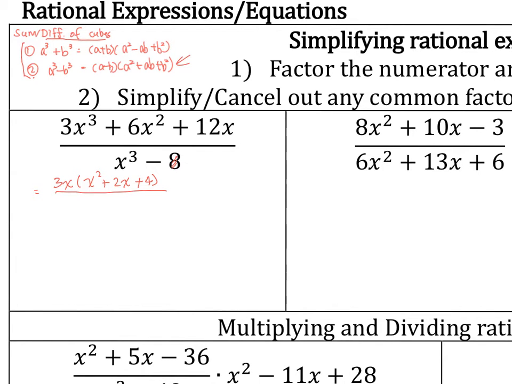I'm going to rewrite 8 as 2 cubed so I can apply the difference of cubes. So x minus 2 will be my next factor. And I'm going to square x, multiply x and 2 together. The sign would be plus according to the pattern, and 2 squared will be 4. As you can see, you end up with a common factor, so we can cancel these two out. So your answer will be 3x over x minus 2.